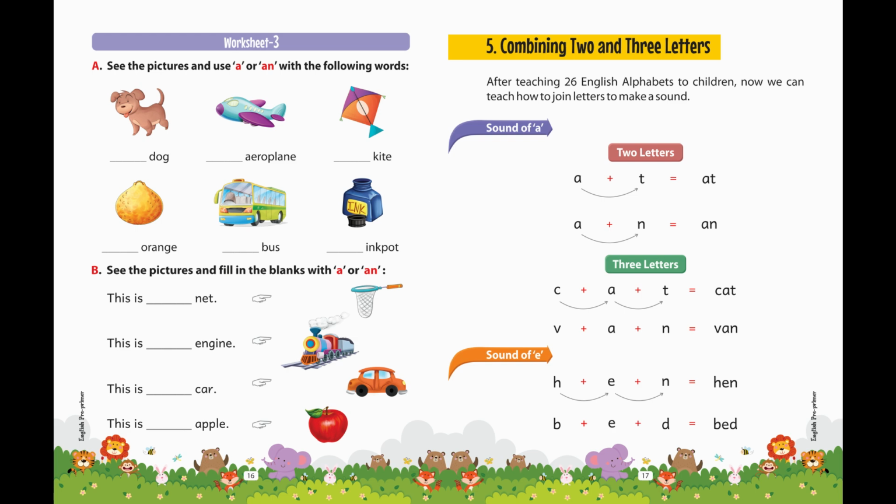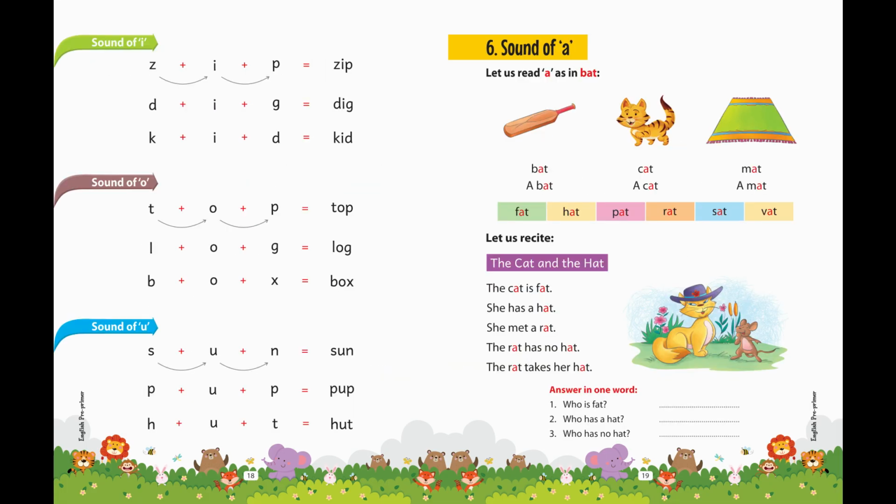H plus E plus N equals hen. B plus E plus D equals bed. Let's clap and say the words. Let's read some more words.